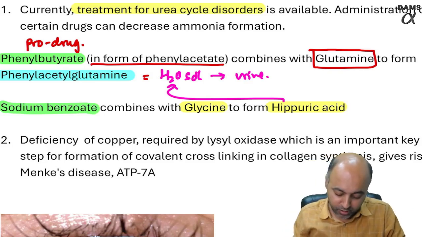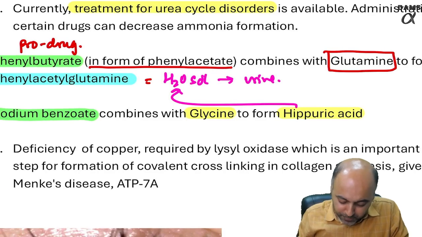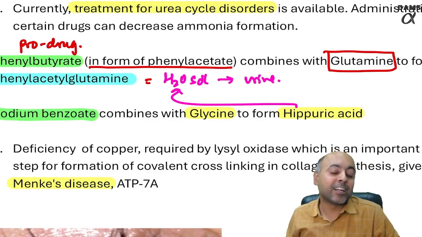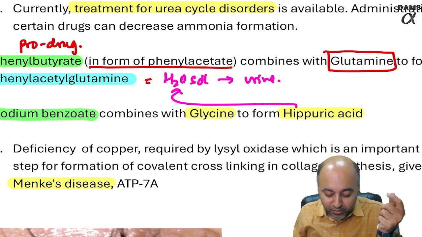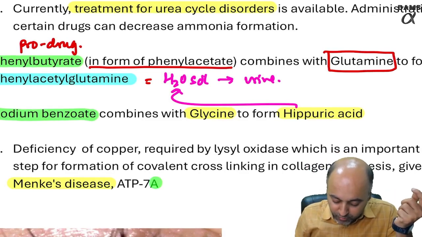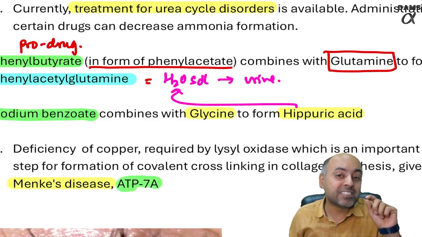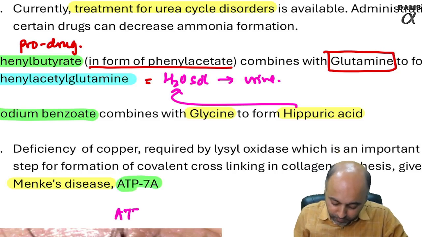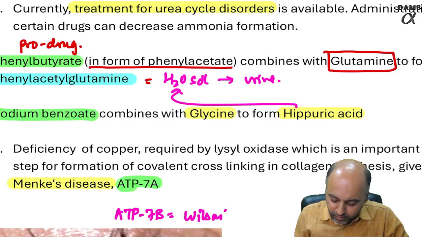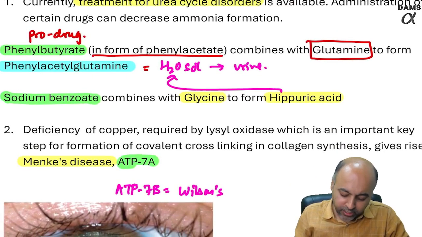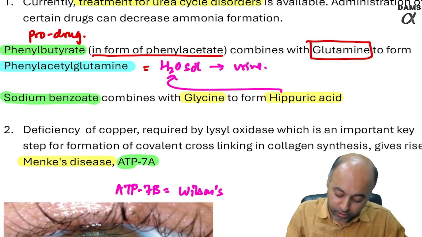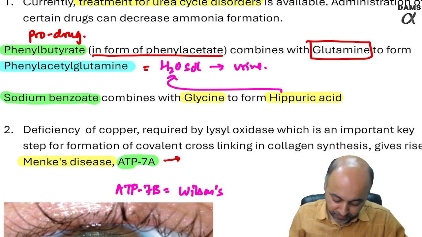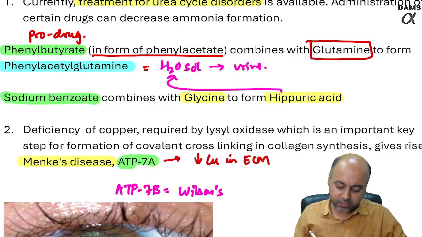Second is the Menkes disease, which I think is likely to land up. A lot of students will commonly confuse it when we talk about the genes in terms of the Wilson's. So remember ATP7A in Menkes, ATP7B will be for Wilson's. Now, in addition to knowing the gene defect, what you have to know, due to the deficiency of ATP7A, there is decreased copper in extracellular matrix.